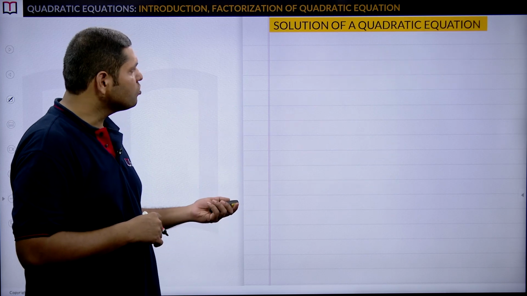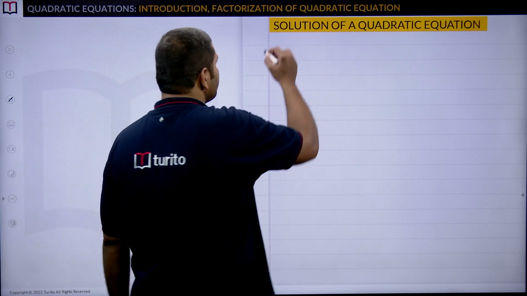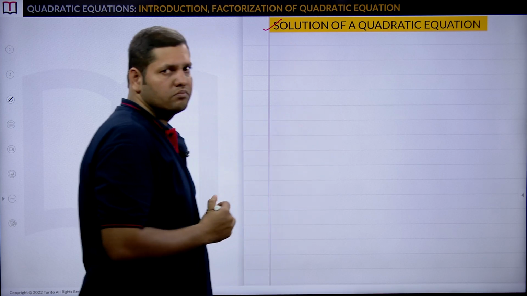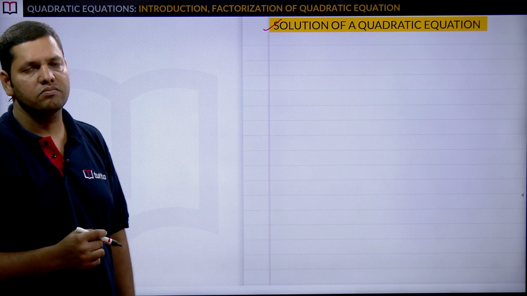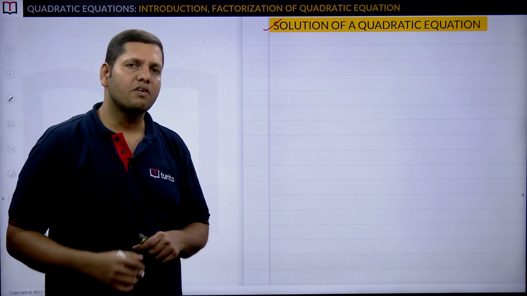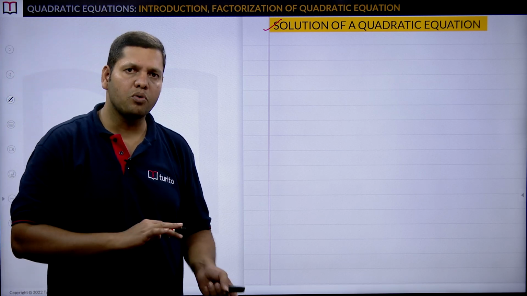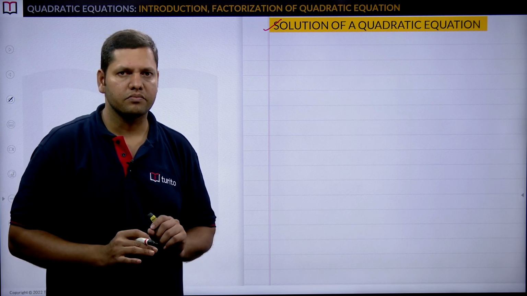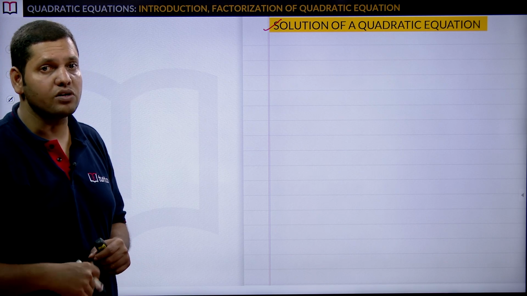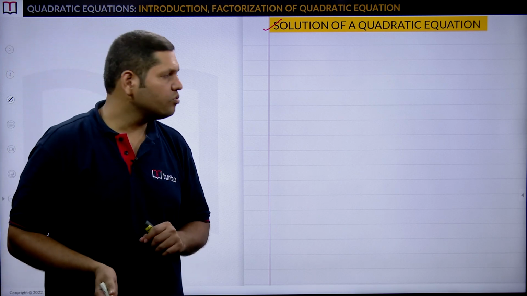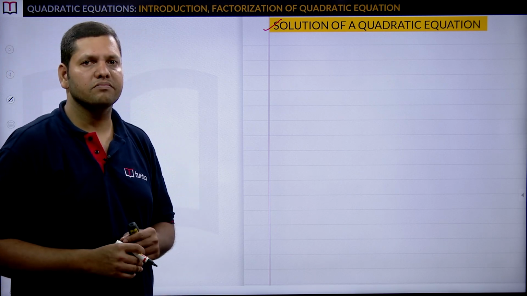Now, children, let us see another question. Solution of a quadratic equation. So what is the meaning here, children? Solution of the quadratic equation. We can say the solution, or we can say the roots of the quadratic equation. Here both are equal, children. In the question, if they ask to find the solution, or they ask to find the roots, we need to find the same thing.